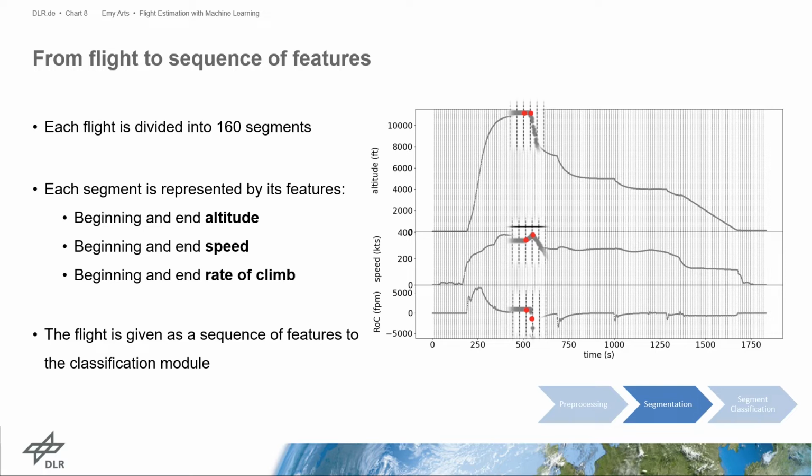So for this, we divide our flight into 160 segments, where then each segment is represented by its features. The features of a segment are the beginning and end altitude, the beginning and end speed, and the beginning and end rate of climb. As such, a flight is represented by a sequence of 6 features, and this complete sequence will be classified as a sequence by the neural network.